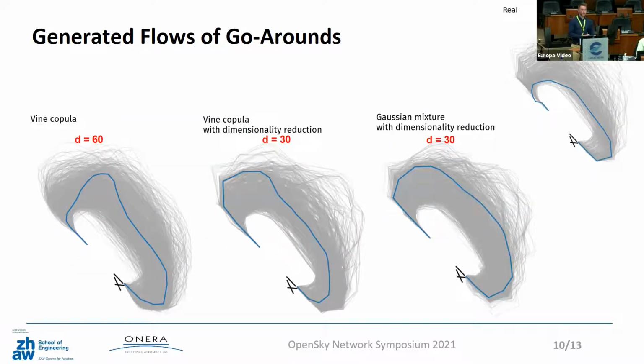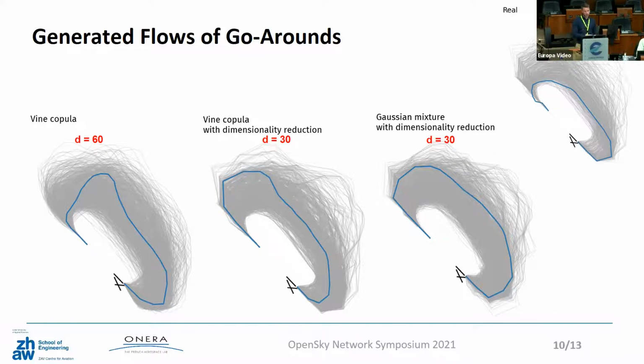So here are the results of the generated flows with different methods. On the top right-hand corner, we have the real trajectories for the go around. And then first, we have an estimation with the copula model without the dimensionality reduction we've presented before. So with the 60 features, we estimated for each point X and Y. And then we have the copula model with the dimensionality reduction and the Gaussian mixture with the dimensionality reduction also.